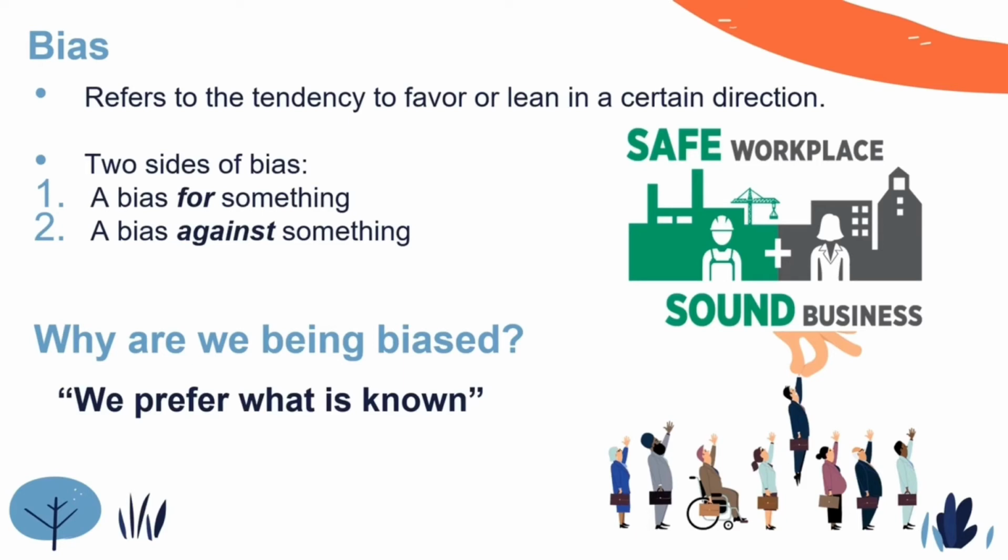A bias for something is nothing more than just a preference. It is like we favor something in a positive way. For example, a bias toward a safe working environment. On the other hand, a bias against something is considered negative. For example, an interviewer will only select the interviewee that he has known personally.